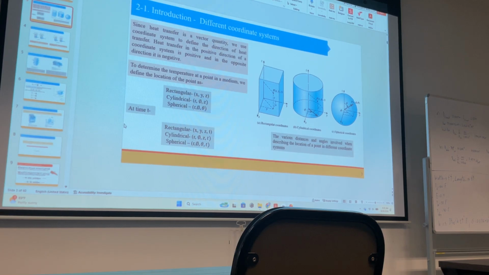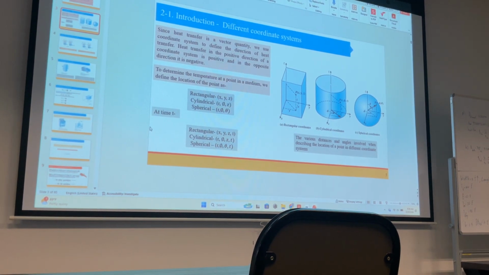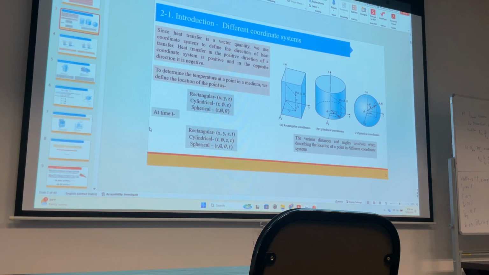So heat transfer is a vector quantity. It has both magnitude as well as direction. Temperature is a scalar quantity. Since heat transfer is a vector quantity, we use a coordinate system to define the direction of heat transfer. Heat transfer in the positive direction of a coordinate system is positive, and in the opposite direction is negative.